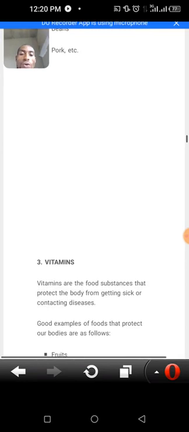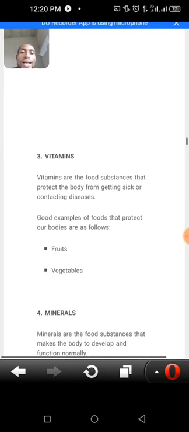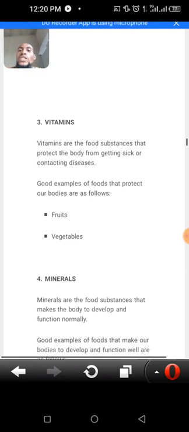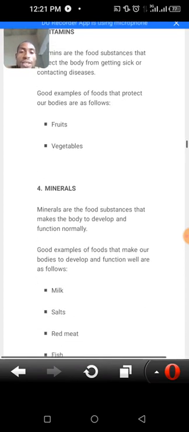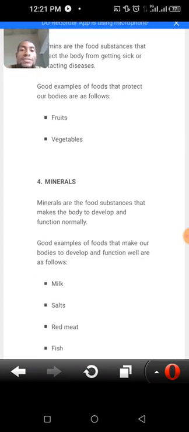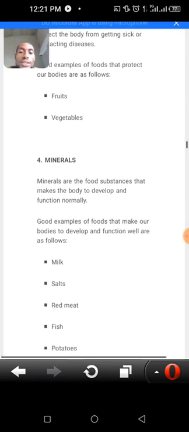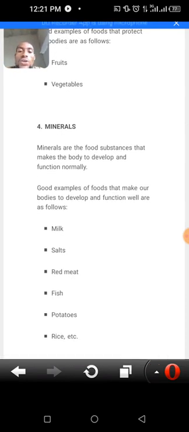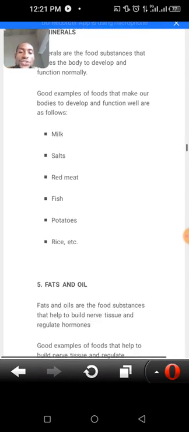Right? So, talk about vitamins. We said they are substances that protect the body from what? From getting sick or starting diseases. We said we need to be eating fruit and what? Vegetables. The minerals, they build our what? They develop and make our body to function normally. Example, milk, salt, red meat, etc.